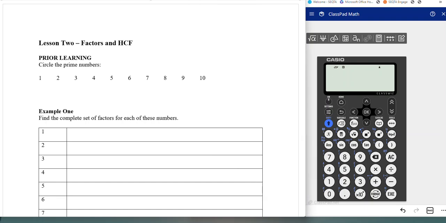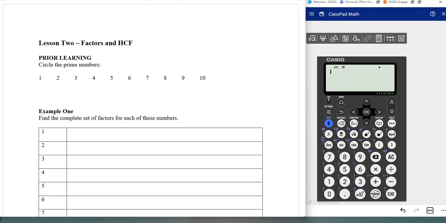So this next section is still about factors. We're going to be finding factors, and we are also going to be talking about what HCF means. It stands for highest common factor. Very good.